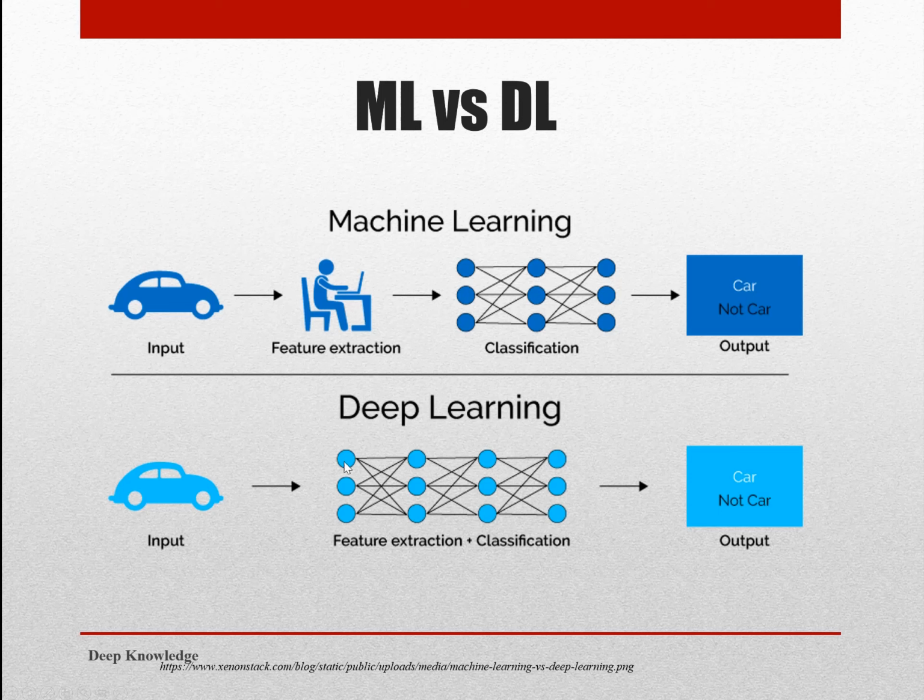But in deep learning, you have the input, and the feature extraction and classification are done internally. So we don't need to take care of the features. Features will be extracted based on the weights, and they will be modified, giving more accurate features to classify these images, for instance.